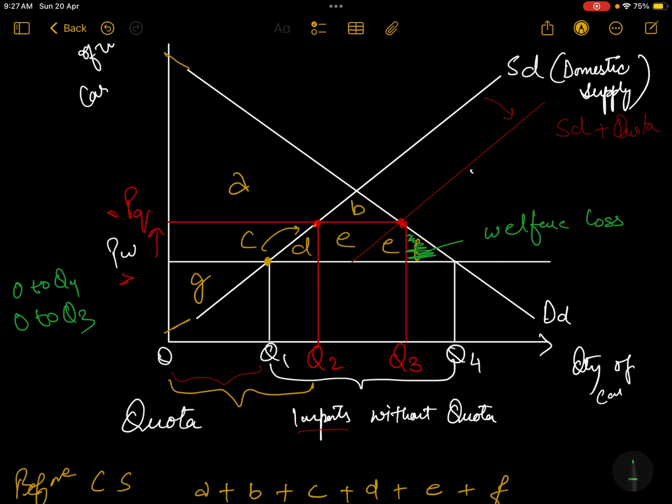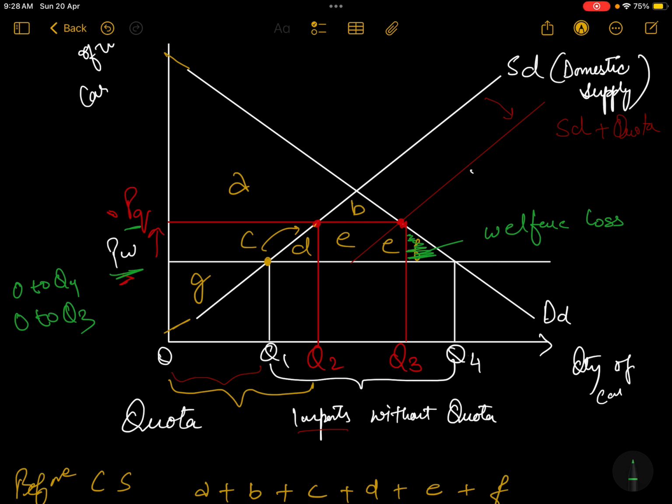Another impact of the quota is on the income distribution. Quotas are generally similar to the tariff in terms of impact, in that they are regressive in nature. If you look at PW to PQ, the difference represents a higher fraction of income when income is low. Therefore, quotas have the effect of worsening the distribution of income. This is one more impact of the quota, which increases income inequality within the country.